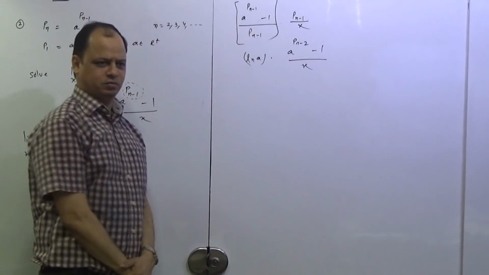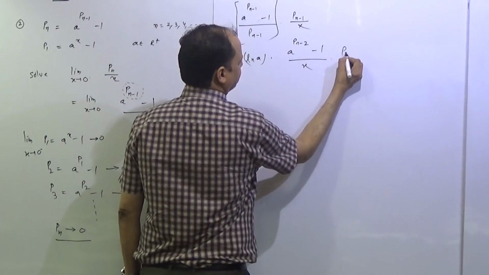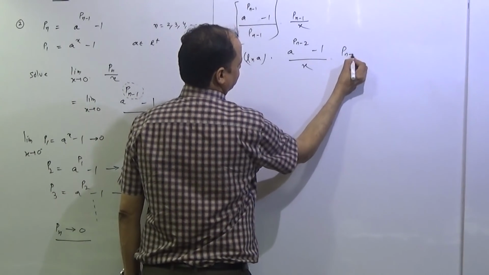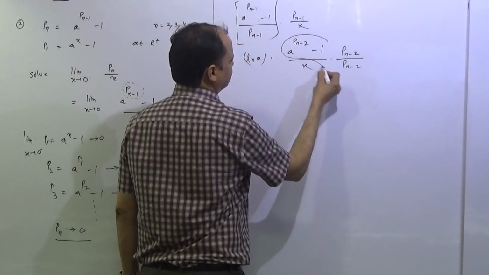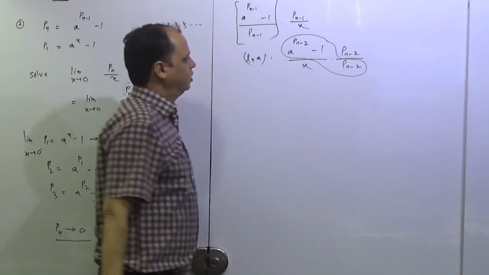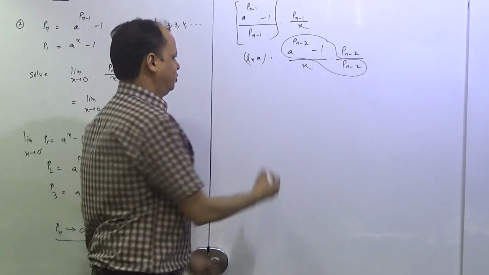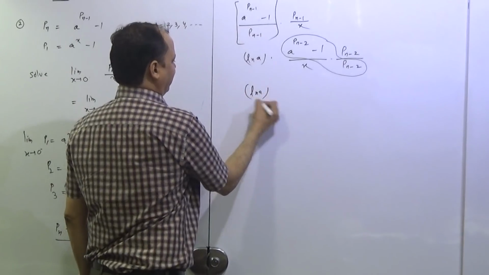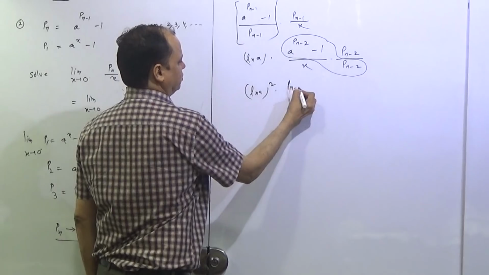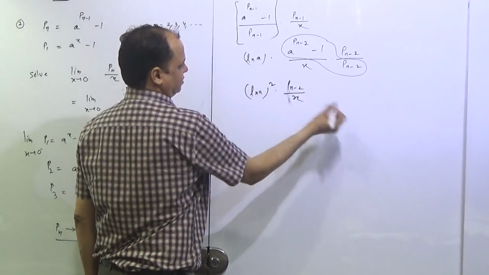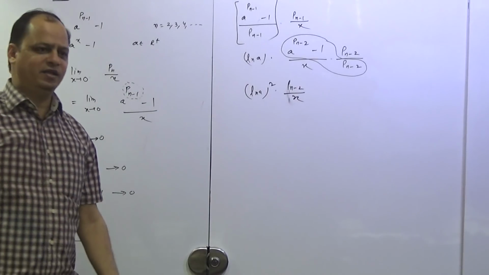Again, what will you do? Again the same thing. Divide and multiply by P(n-2). Very good, P(n-2) upon P(n-2). So this part becomes ln a once again, and this is left. So I will write (ln a) whole squared into P(n-2) upon x.